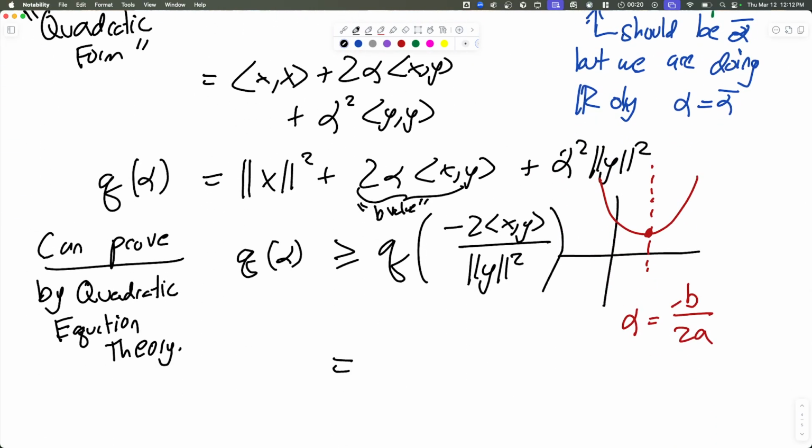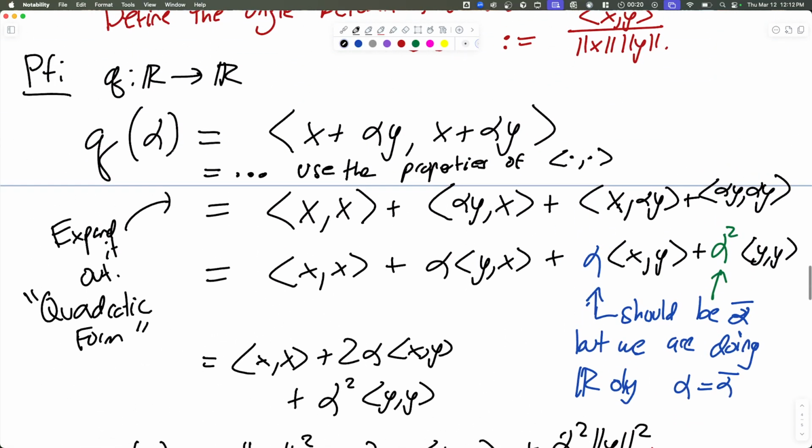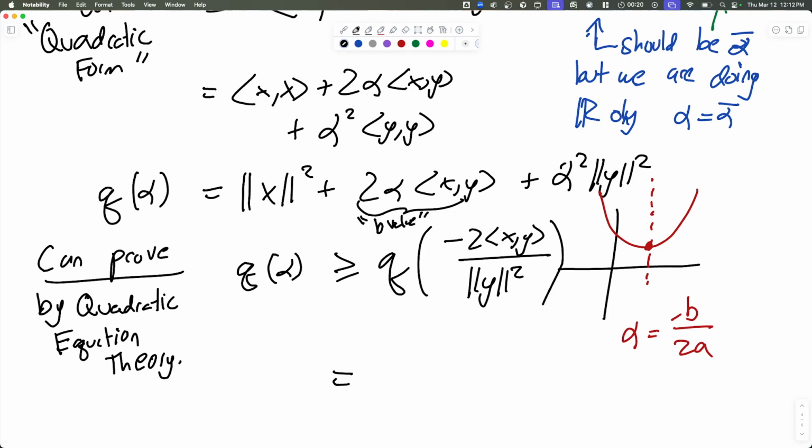Okay, so if you plug that in, you get Q of alpha is larger than this, and on the other hand, this is larger than 0. So 0 is larger than this. Okay. Let me just plug this in.